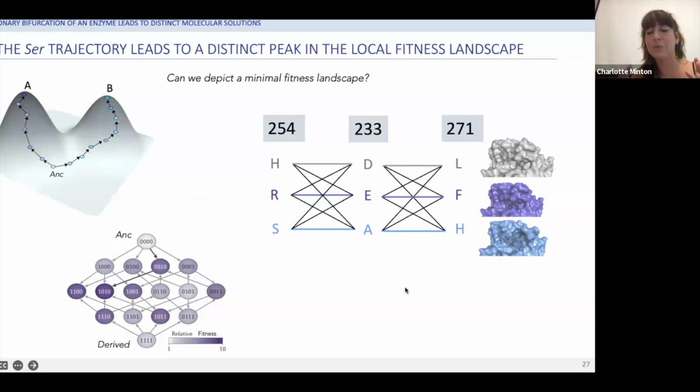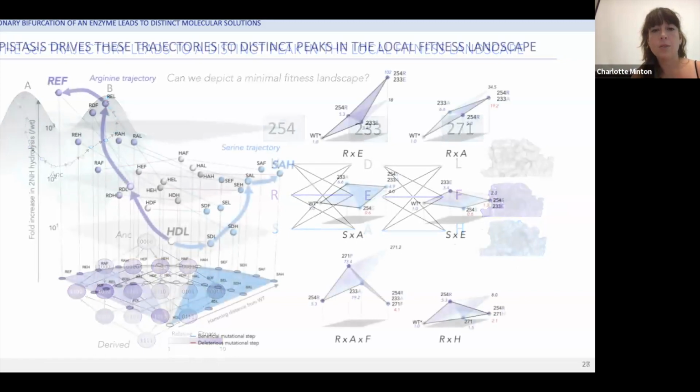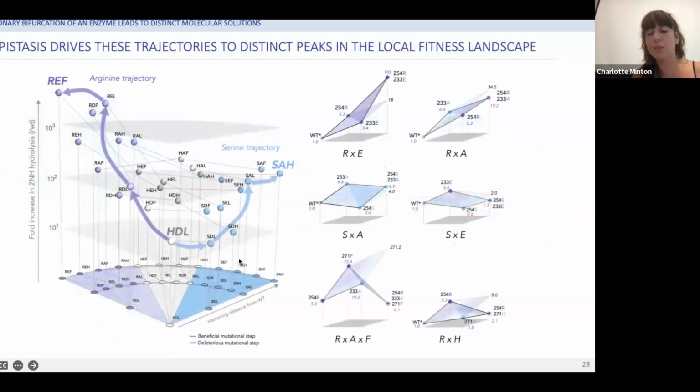And that kind of tells us whether these positions were selected specifically on the trajectory or whether other possibilities could have occurred. So when we do this, this combinatorial mutation results in 27 variants. So we can measure their fitness for the aryl esterase activity. Each genotype is one of these little beads, and you can see in purple, these are genotypes that contain mutations from the arginine trajectory. The gray ones are the wild type amino acids, and the blue ones are from the serine trajectory.